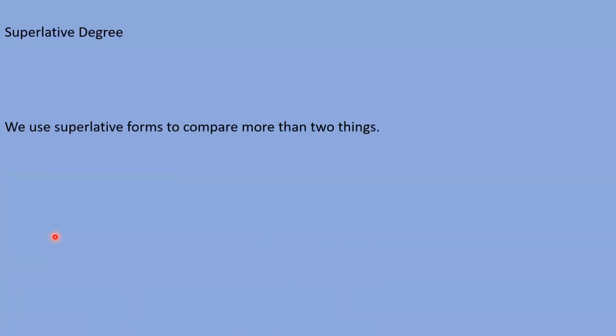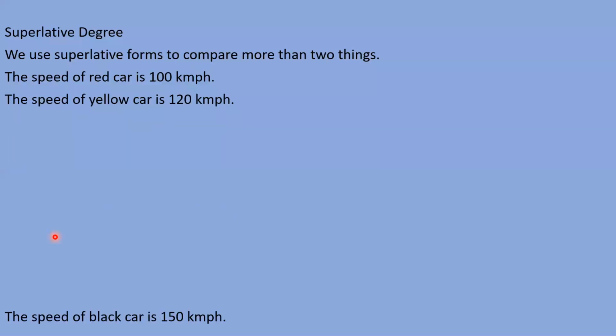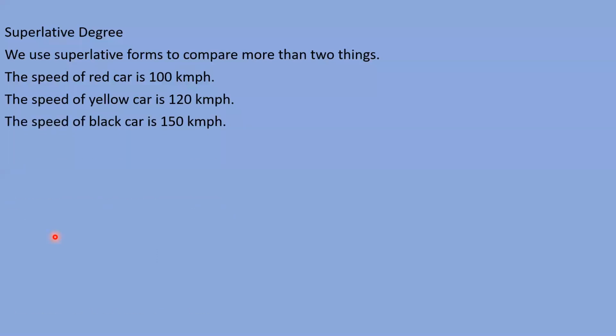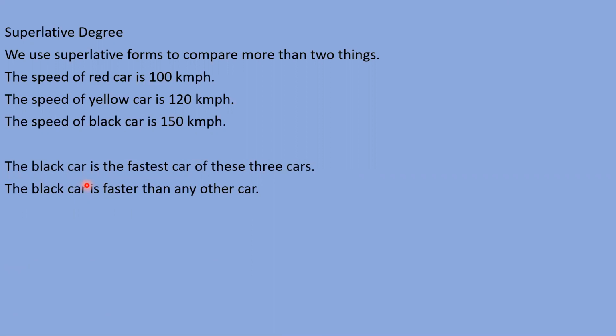And superlative degree: we use superlative forms to compare more than two things. Like the speed of the red car is 100 kilometers, the speed of the yellow car is 120 kilometers, the speed of the black car is 150 kilometers. So you can do this comparison in this way: the black car is the fastest car of these three cars, because the speed of the black car is 150 kilometers, that is the fastest car, right? This sentence also we can say in this way, and we can use comparative degree here: the black car is faster than any other car.